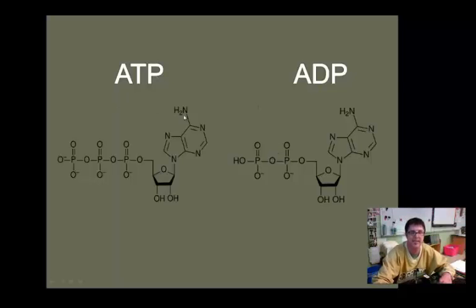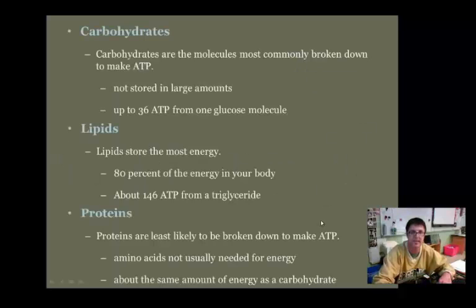And here's what ATP really looks like. So over here you see 1, 2, 3 phosphate groups, ATP, triphosphate, and here's what ADP looks like. Okay. We say ADP doesn't have as much energy because it's missing a phosphate. Okay, that phosphate group is extremely, extremely important.